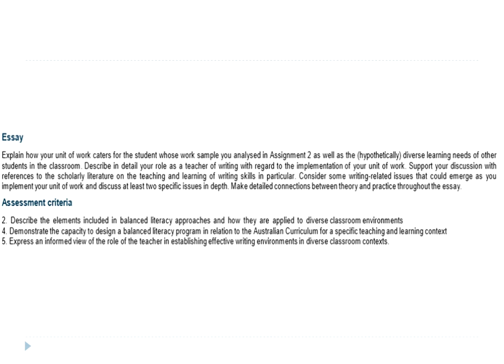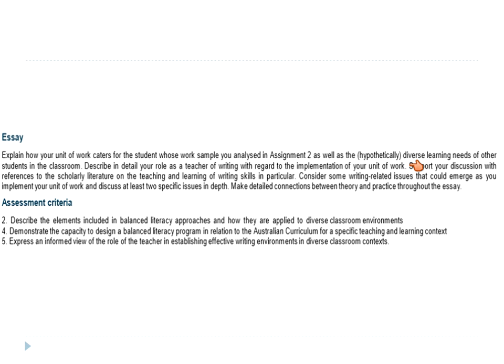And here are some ideas of what you can address. Explain how your unit of work caters for the student whose work sample you analysed in assignment 2, as well as the hypothetically diverse learning needs of other students in the classroom. This is where you can make it as complicated or as simple and manageable as you need to.